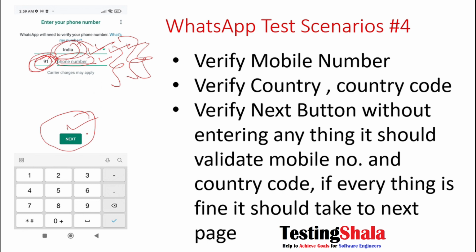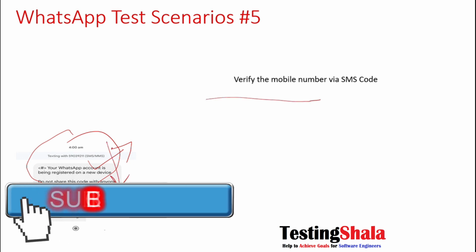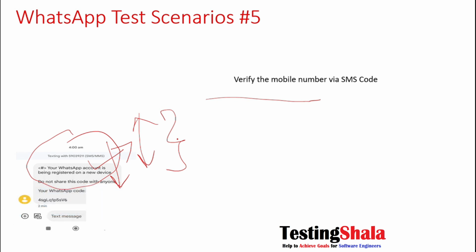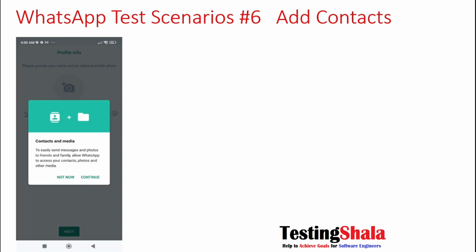If everything is proper, when we click on next, what should happen? It should take us to the verification page. Basically, once we enter the right mobile number, it will try to send an SMS to verify your mobile number. If your mobile number is correct, then the SMS will come to your mobile, and it will verify automatically. Then the app will start working on your mobile phone. Those are the test cases we should add here.